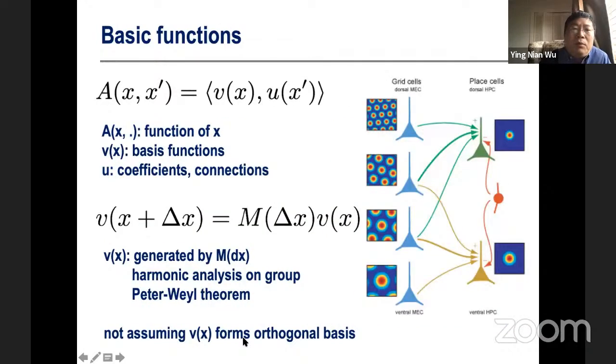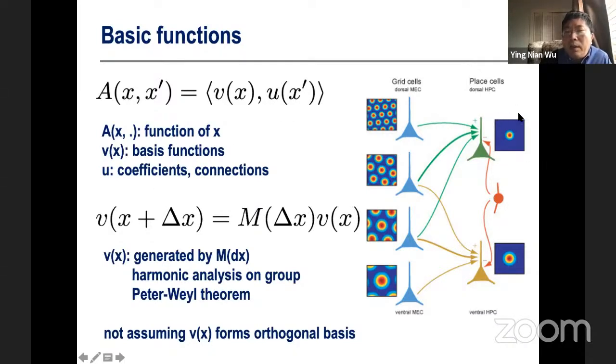And another point of view for this representation is that for each x prime, each position, we have a function, right? This function is a Gaussian kernel function. And this v sub x is actually a basis function. So if d is 100, you have 100 basis functions. So basically you want to represent this A of x for each position, each place, by a linear combination or decomposition of the basis functions, where this u for each x prime plays the role of coefficients.